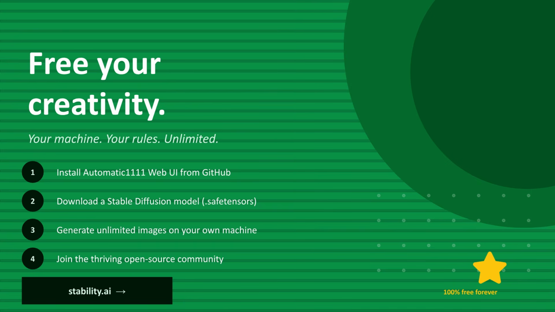The path to unlimited image generation is simple. Install Automatic 1111 Web UI from GitHub, download a Stable Diffusion model, and generate unlimited images on your own machine. Join the thriving open source community today.